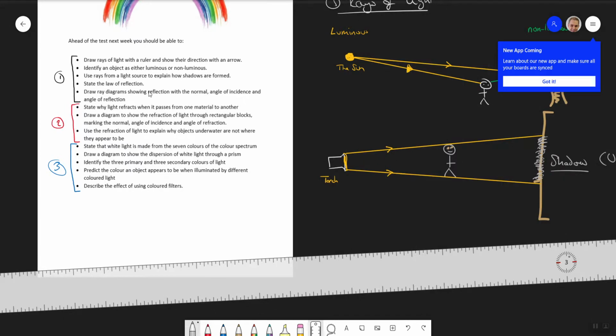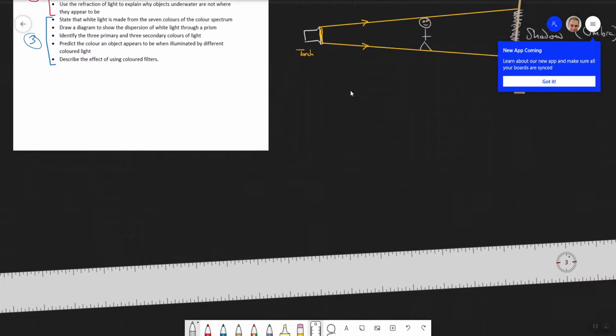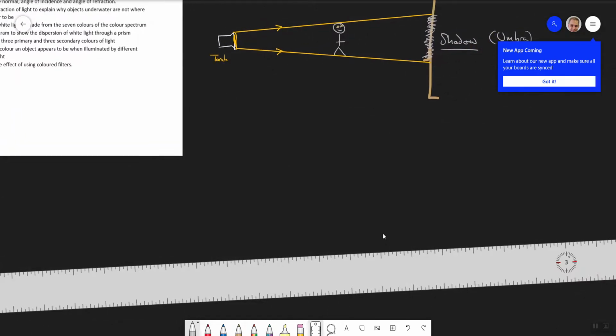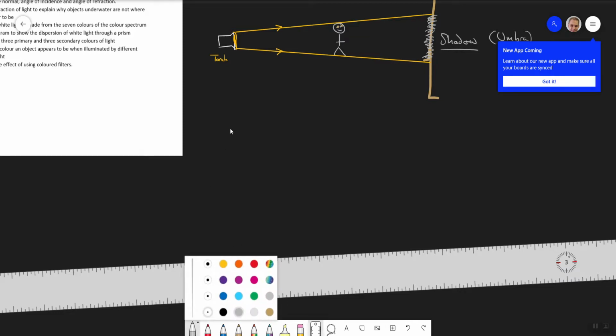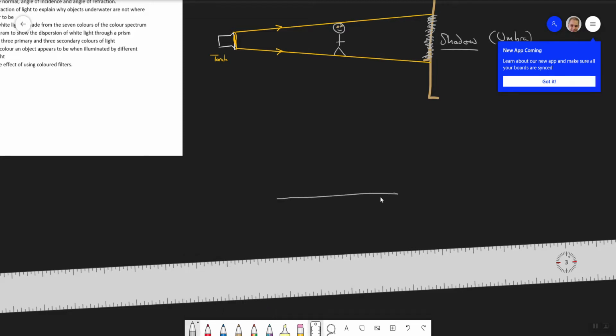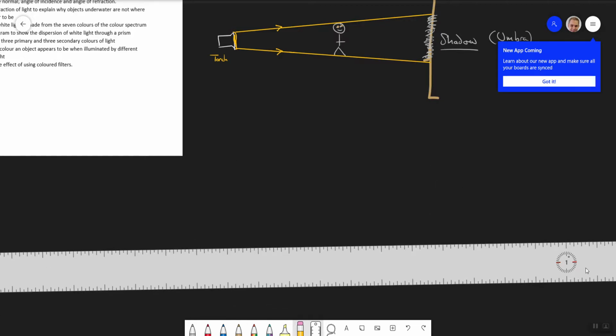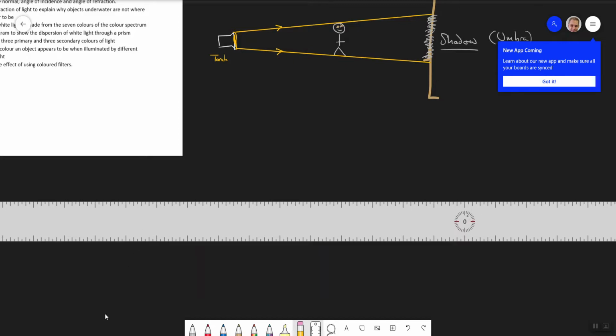Okay, state the law of reflection and draw a ray diagram showing reflection with the normal and the angles and so on. So this is kind of how we can see things in mirrors. The standard way of doing this is we always put a flat mirror. I've got a ruler and I didn't draw a straight line, which was very careless of me. Let's rub that out and draw a flat mirror. So this is the law of reflection.